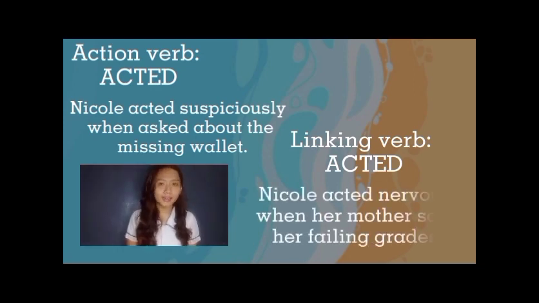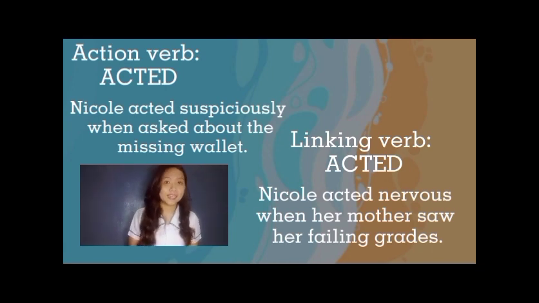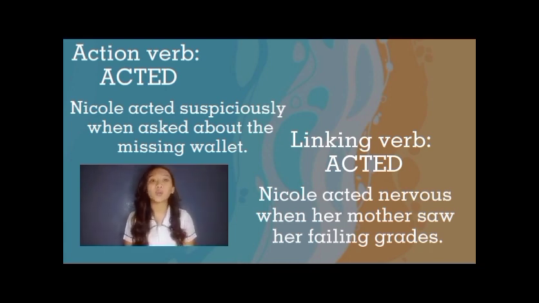Nicole acted nervous when her mother saw her failing grade. So you would ask, why is the word acted considered a linking verb when in the previous sentence it is not? Because in the sentence, acted becomes a linking verb because it connects the subject Nicole to the noun failing grades that describes or connects to the subject Nicole.